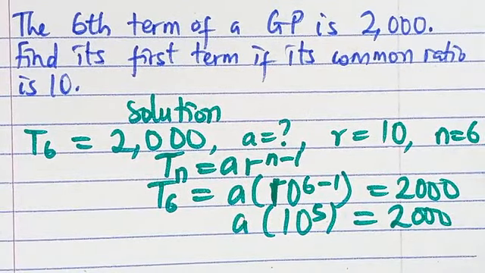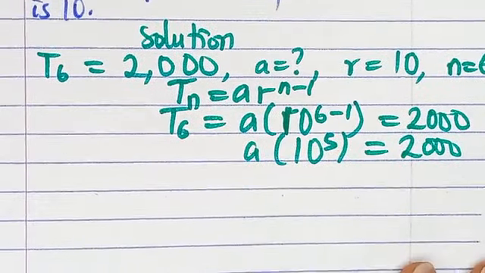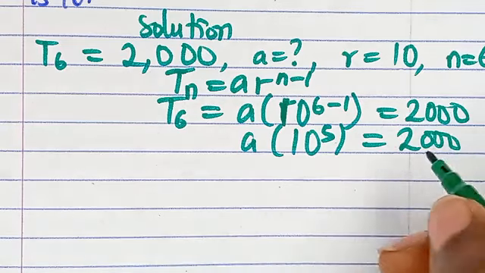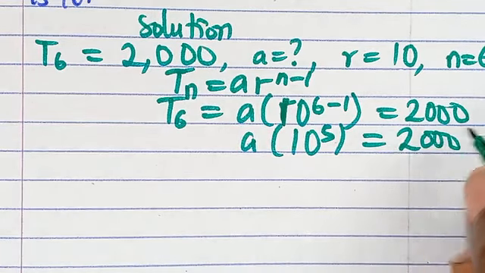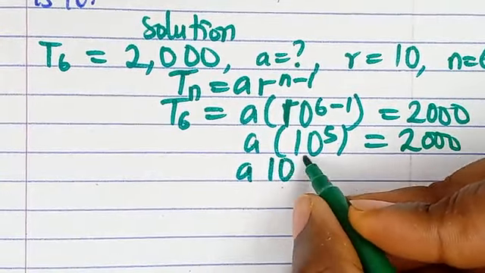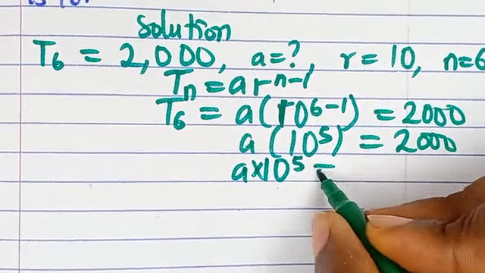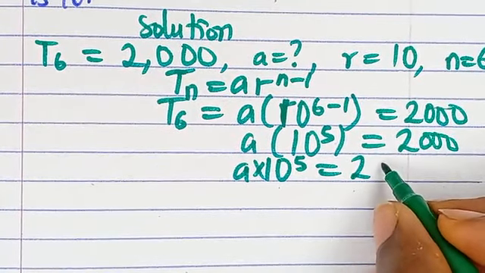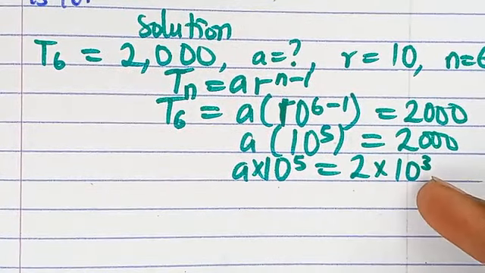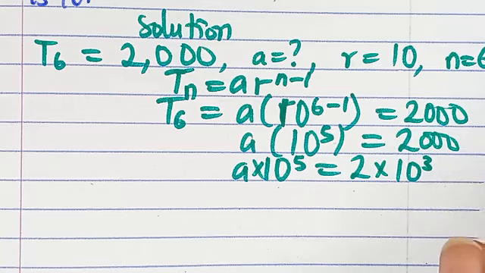Now we've been working with indices, that's numbers in index form. So it's easier for us to divide this using indices. So let's get this 2000 in index form. So we have A into 10 raised to power 5 is equal to 2 times 10 raised to power 3. That is 2 times 1000. 1000 is 10 raised to power 3. That is 3 zeros.